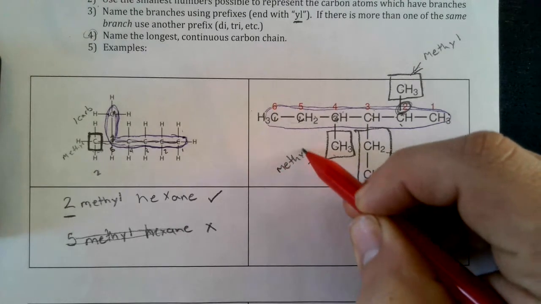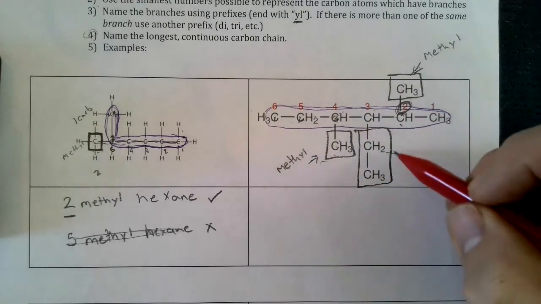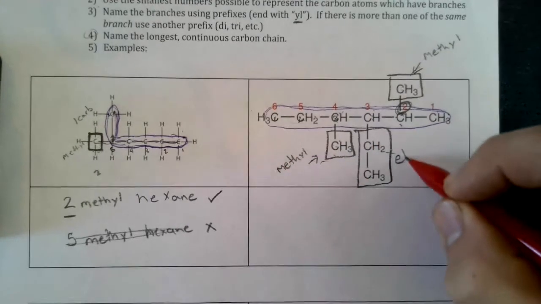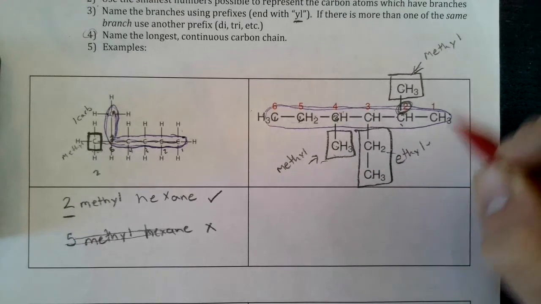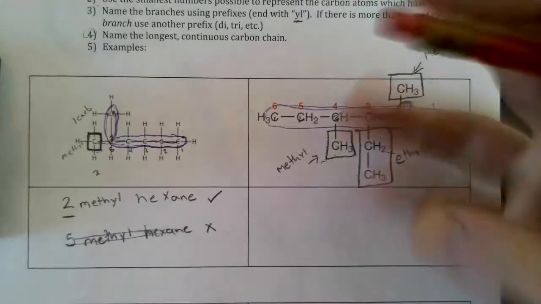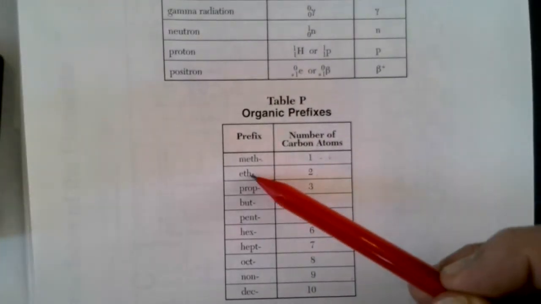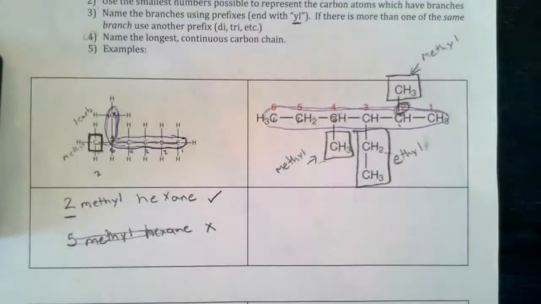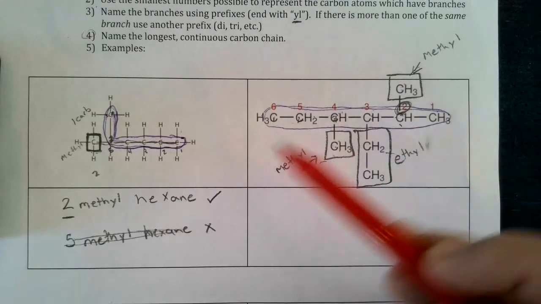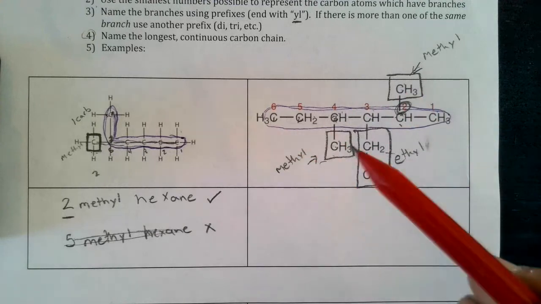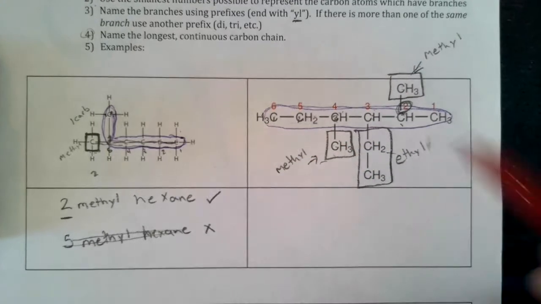How do I know it's a methyl branch? It's got 1 carbon. This, on the other hand, is an ethyl group. How do I know it's an ethyl group? Just get my handy dandy chart. If there are 2 carbons, the prefix is eth. If it is not part of the original longest chain, it's a branch. So it ends in YL.